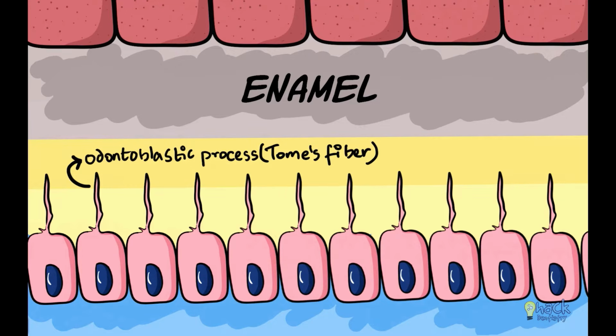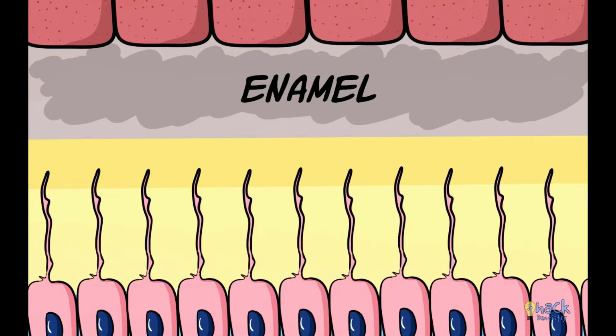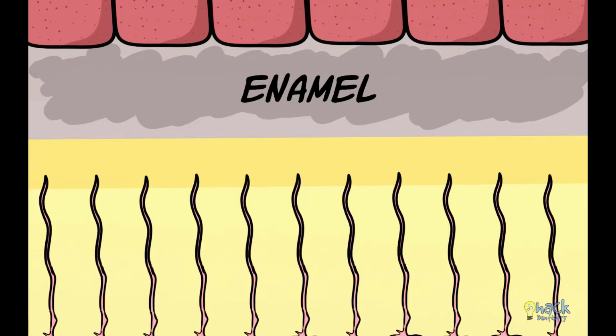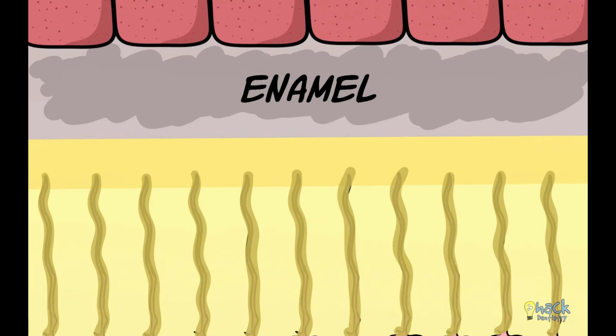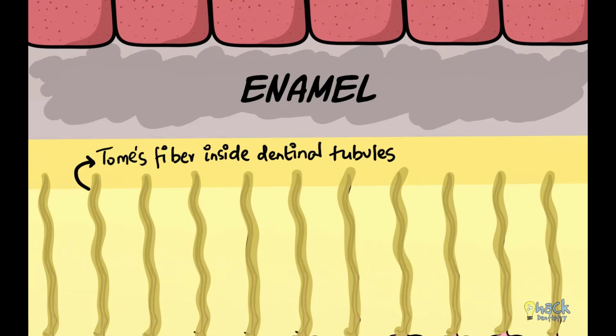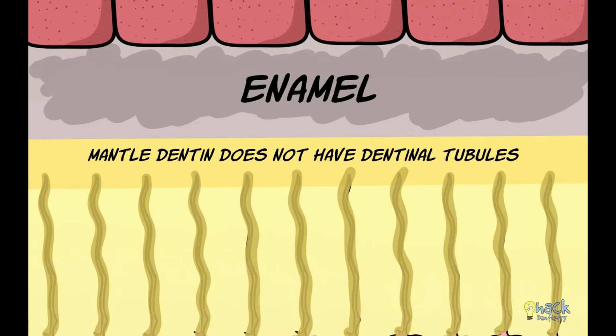Now, this odontoblastic process, otherwise called Tomes fiber, keeps elongating as more organic matrix is deposited and the odontoblast moves towards the pulp. Odontoblastic processes are finally embedded in dentinal tubules in the fully formed dentin. Hence, the mantle dentin does not have dentinal tubules.